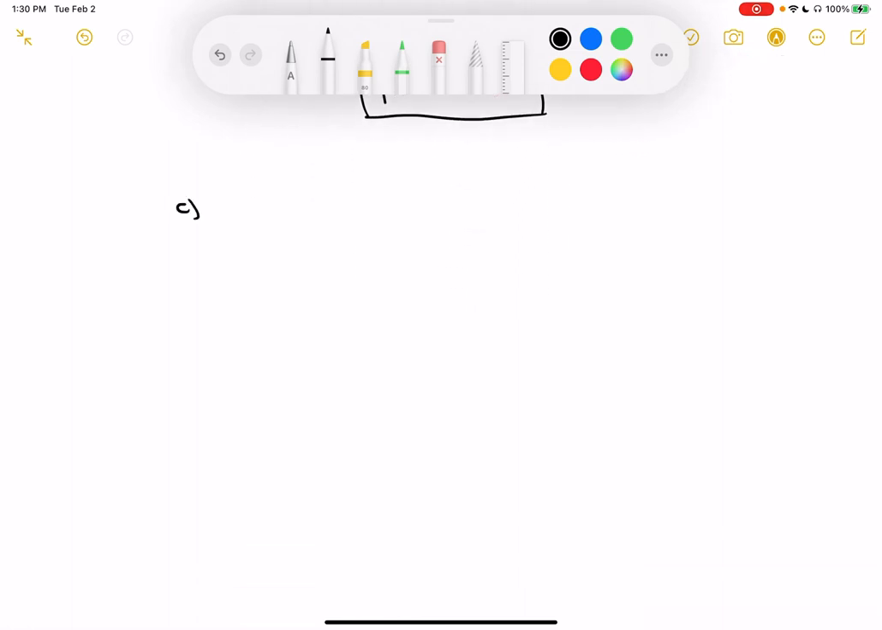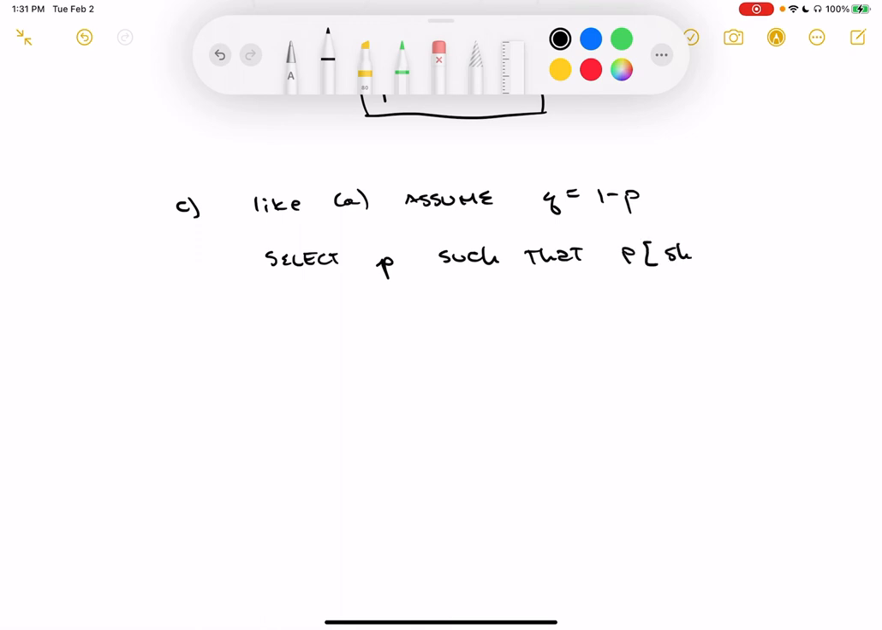Okay, let's do two variants of our A and B and see where those guys get us. So for this next one, I'm going to maintain the configuration and assumptions of A. So like part A, we're going to assume that Q is the complementary probability, 1 minus P. But now I would like to select P such that the probability of a short between A and B is maximized. And I'd like to know what that maximum is. I'd like to maximize that probability of short. So this is a little bit different.